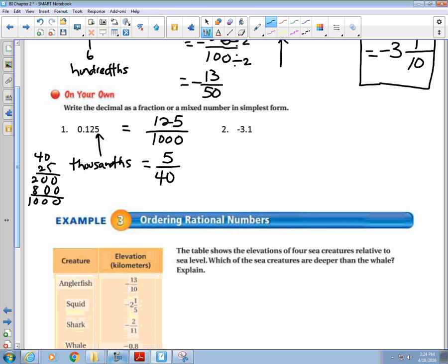So I have 5 over 40. But when I look at that, I see that I can still divide the top and the bottom by 5. So I'm going to go even further. 5 divided by 5 is 1. And 40 divided by 5 is 8. So my final answer would be 1/8.